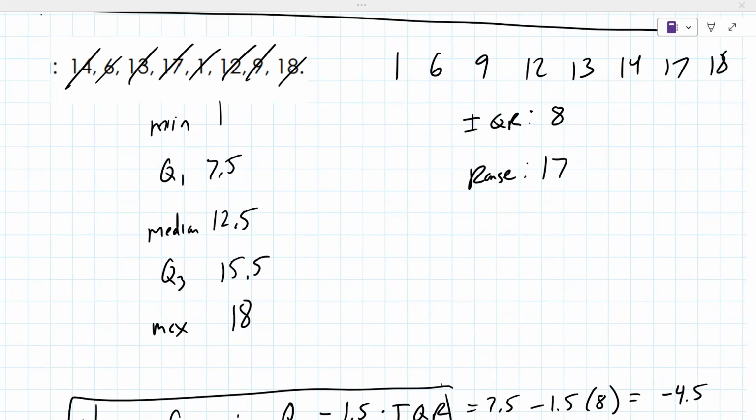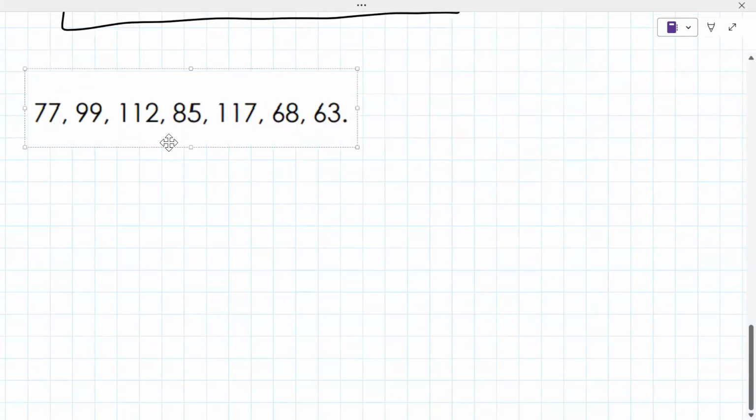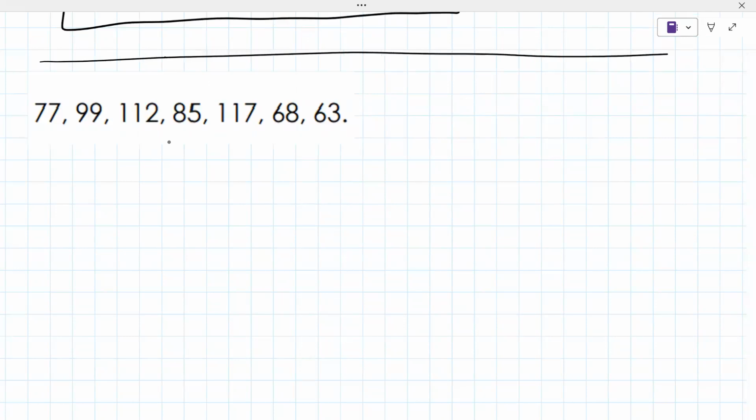Okay, now we have not done one with an odd number of numbers. We're going to do that next. I know it's tedious, but could you put these in order for us, please, from smallest to largest?